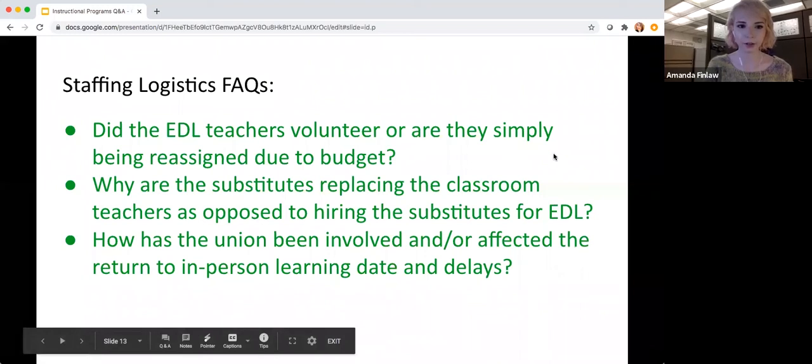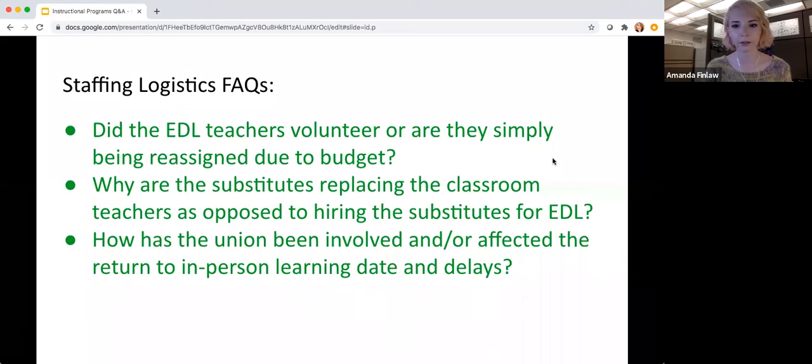Okay, staffing logistics questions. Did the EDL teachers volunteer, or are they simply being reassigned due to budget?